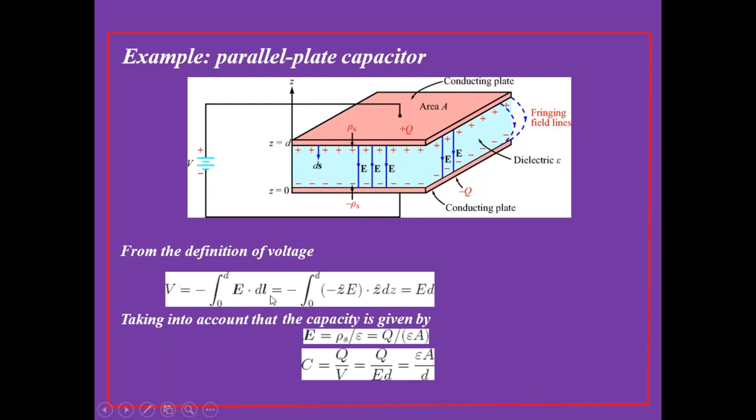Then from the definition of voltage, we have V equals minus the integral from 0 to d of E dot dl, which equals minus the integral from 0 to d of minus sigma over epsilon dx, which is sigma d over epsilon, taking into account that the capacitance is given by these equations here.